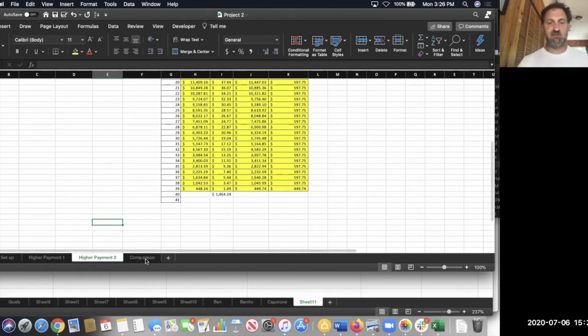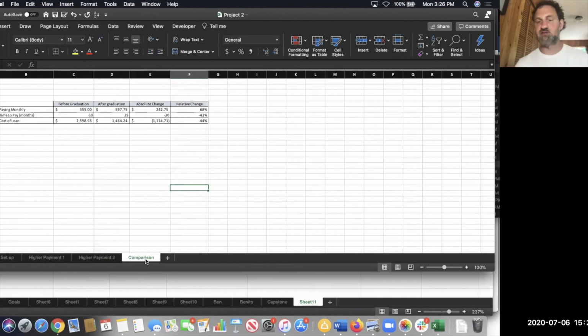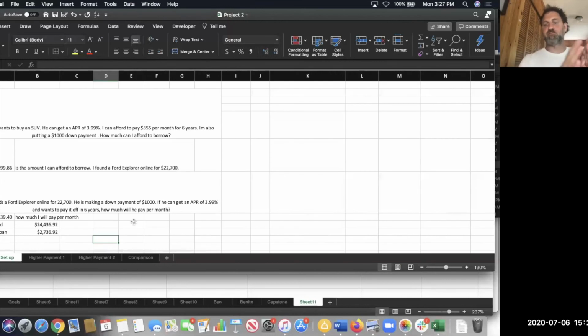The last table is a comparison table using absolute relative change. We'll worry about that once you get the other sheets done. Okay. But I just wanted to map out the kind of trajectory of the project.